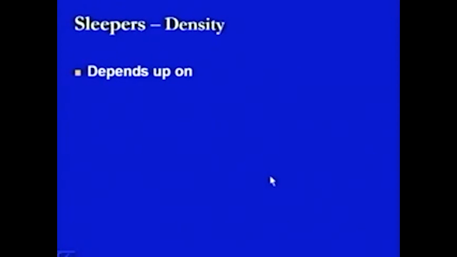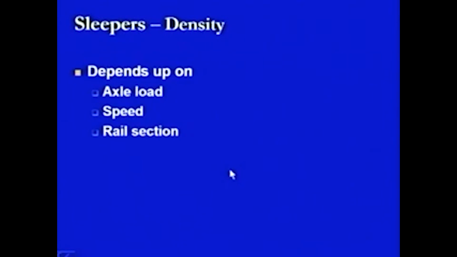Then this sleeper density depends on certain factors. The factors are the axial load. If the axial load is increasing, the sleeper density should also increase. If there is a higher speed, then we need to resist the augmented conditions of the different loads which are coming. Therefore, again the sleeper density needs to be increased. If the lower rail sections are being provided, the sleeper density can be increased again, but if the higher sections are there, then the sleeper density may reduce.